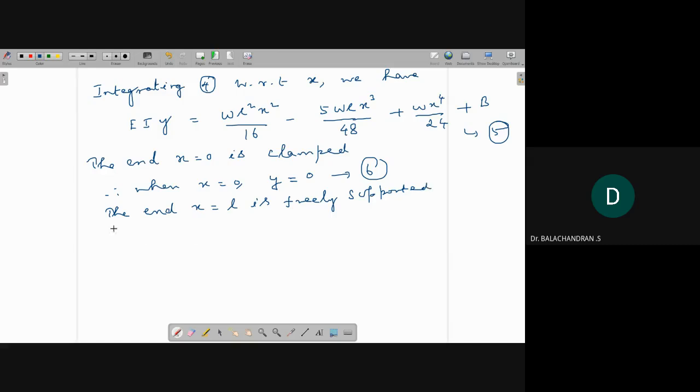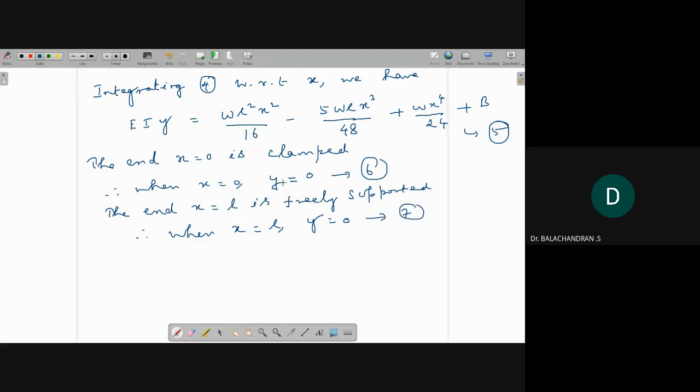If it is freely supported, then Kirtana will tell what is the boundary condition when x is equal to L. What is y? Y double dash will be equal to 0. I don't need the condition y double dash. One more condition. Y equals to 0. Y equal to 0. Okay. So that is okay. Thank you.